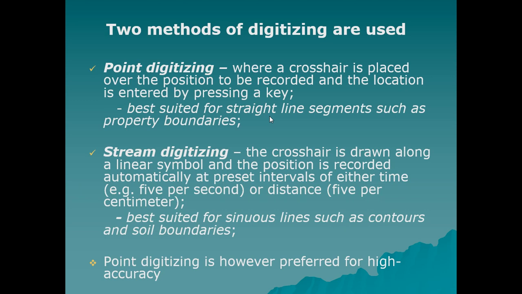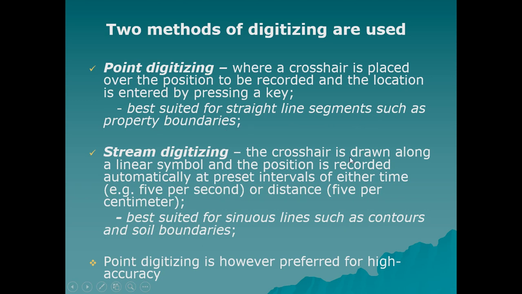So when we digitize now, remember we are still utilizing the digitizing tablet. We have two methods that can be used: point digitizing and stream digitizing. In point digitizing, crosshairs are placed over the position, such as a point or a line, and it is recorded at the location by pressing a key. This is best used for straight line segments such as property boundaries.